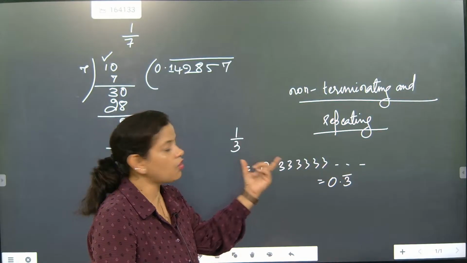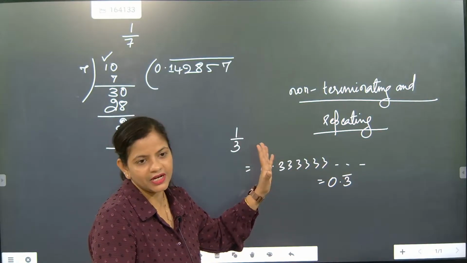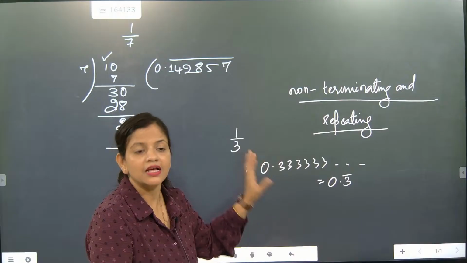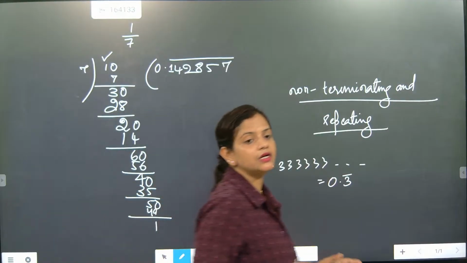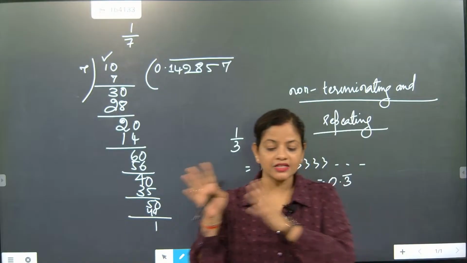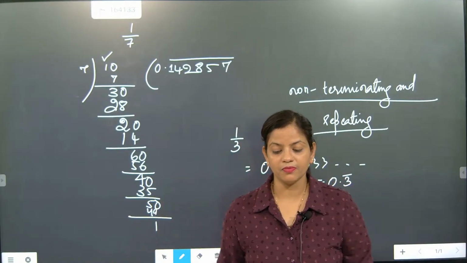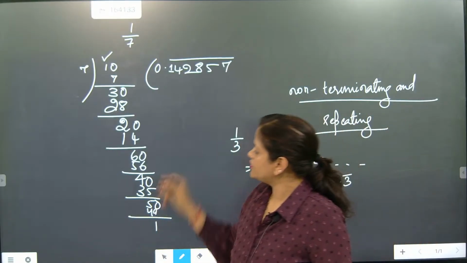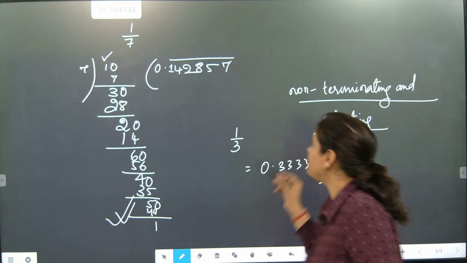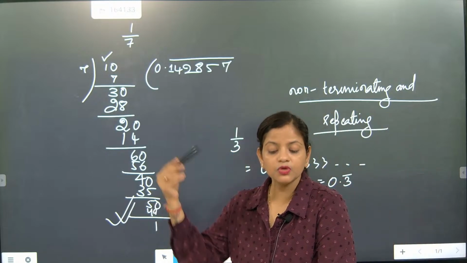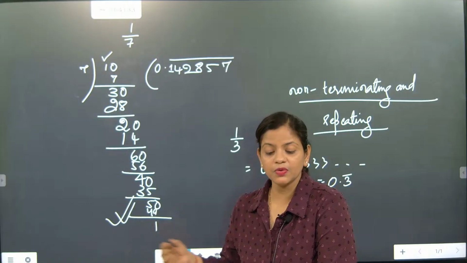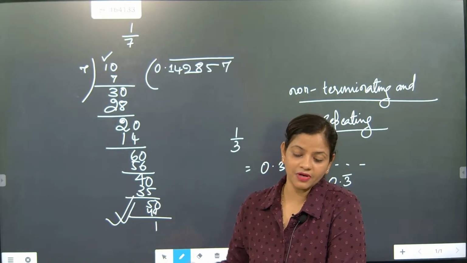But they are non-terminating and repeating. So this is one set of numbers which comes under the rational category. So in the rational category, two different types of numbers are there. One number which we can eliminate, and one number which we can't eliminate. So that's the difference between terminating and non-terminating numbers.